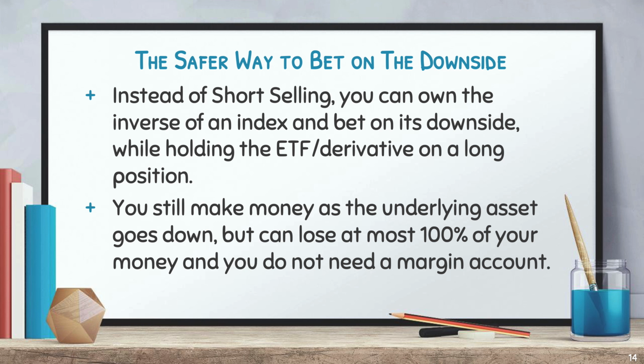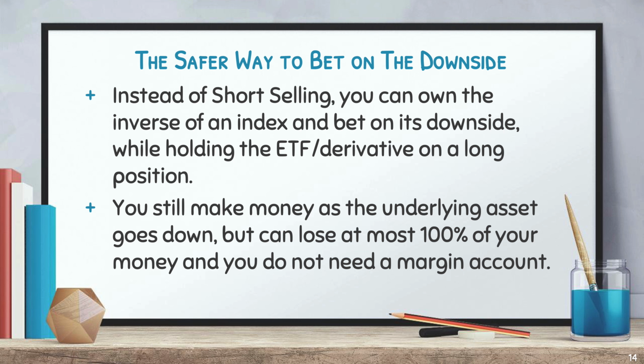Okay, what's the safer way to bet on the downside? Let's just say that you would still want to bet on the downside, but you understand the risks of shorting. So you don't really want to short, but you think that an asset is going down in price. Can you still short it without having all these risks? And the answer is yes.